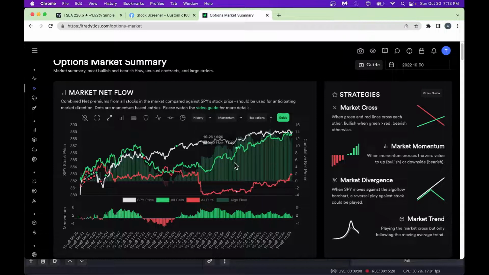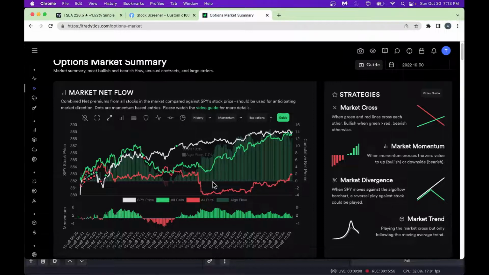And then you've got the green line here. The green line is really all the calls. These are call options, which is really the bullish behavior. That's your call flow here. And then you've got the bearish flow here, which is all puts. You've got all puts, you've got all calls, and then there is the Algo flow.